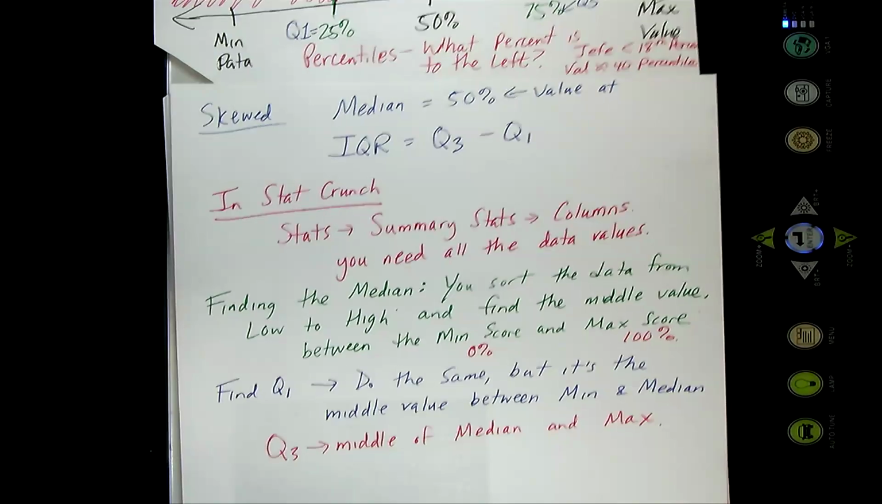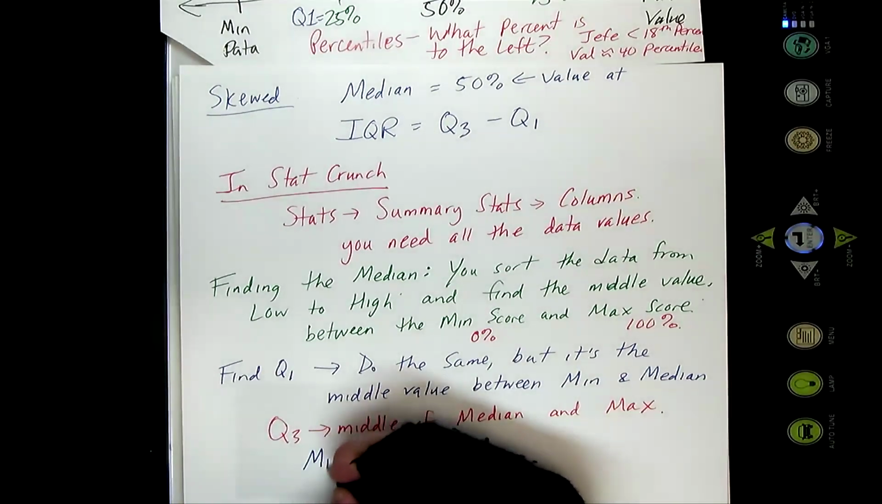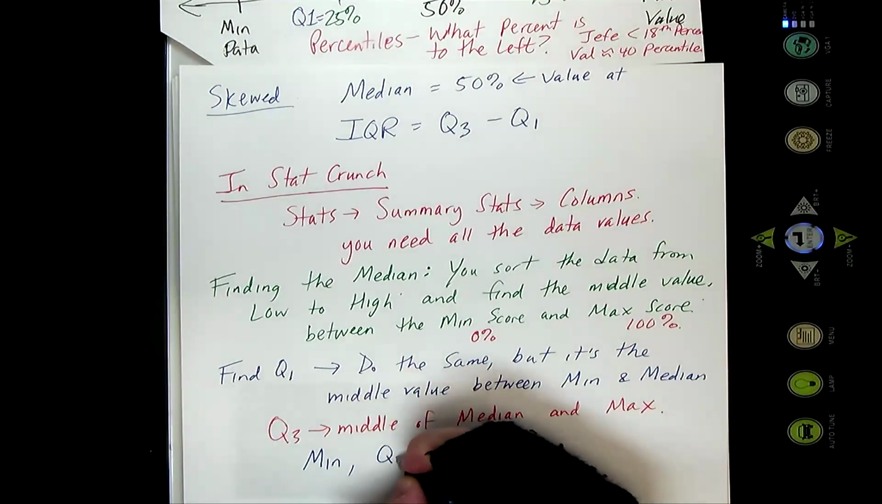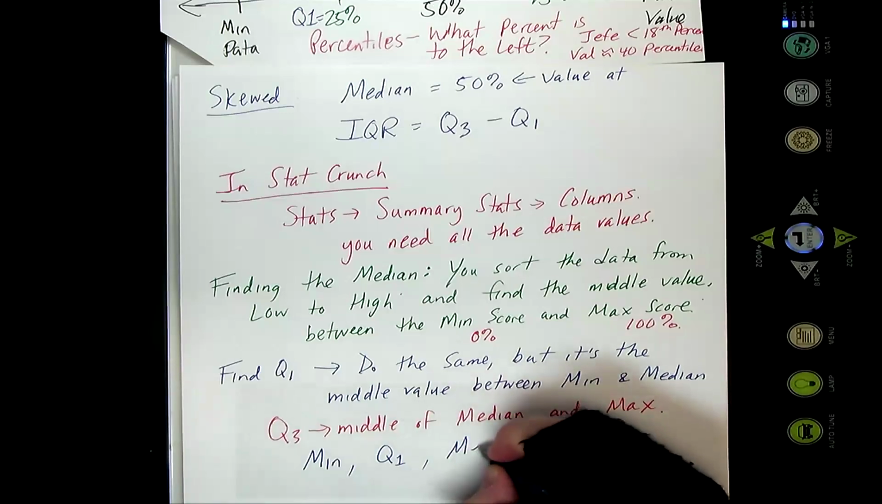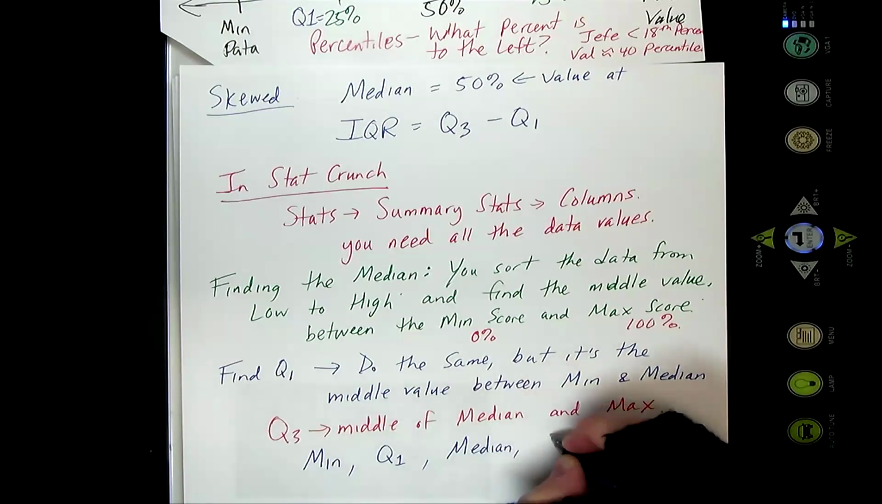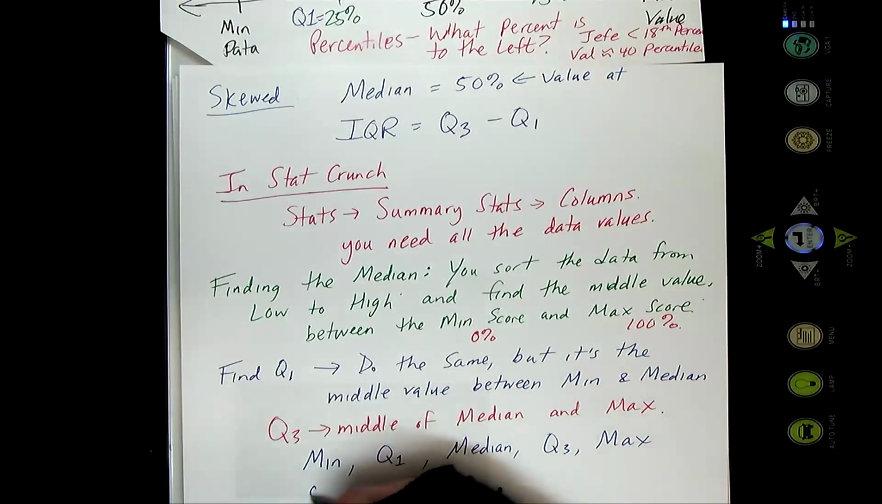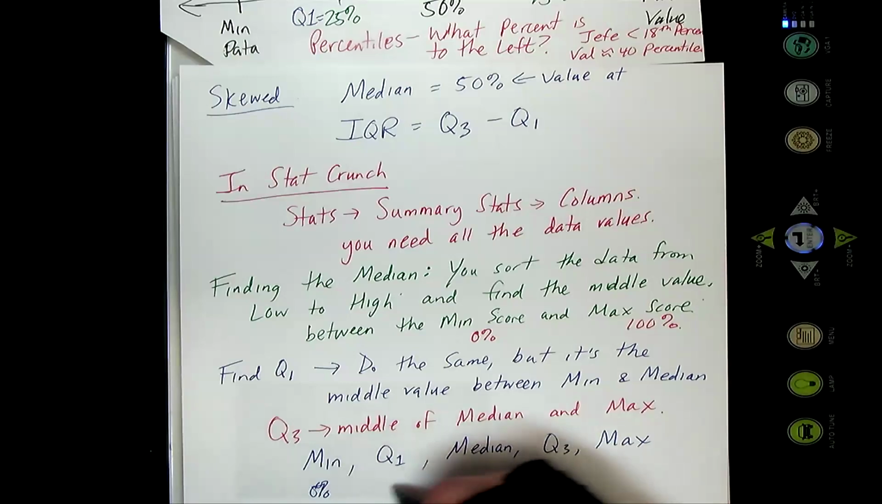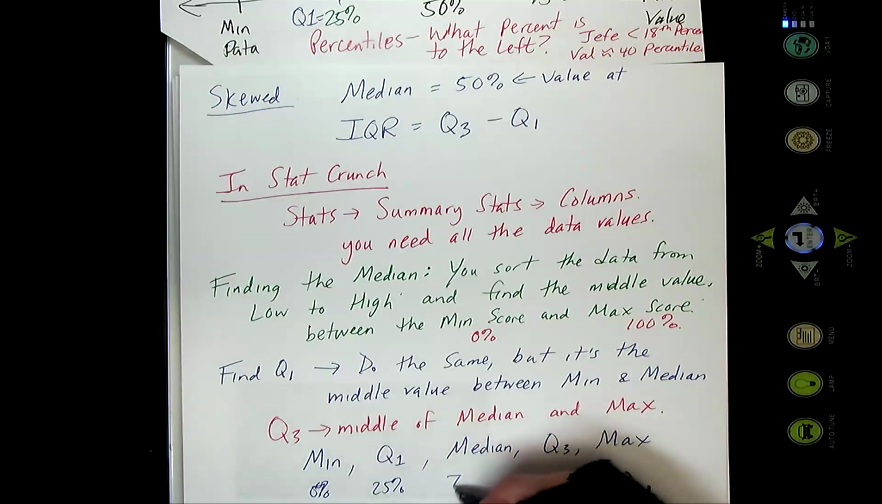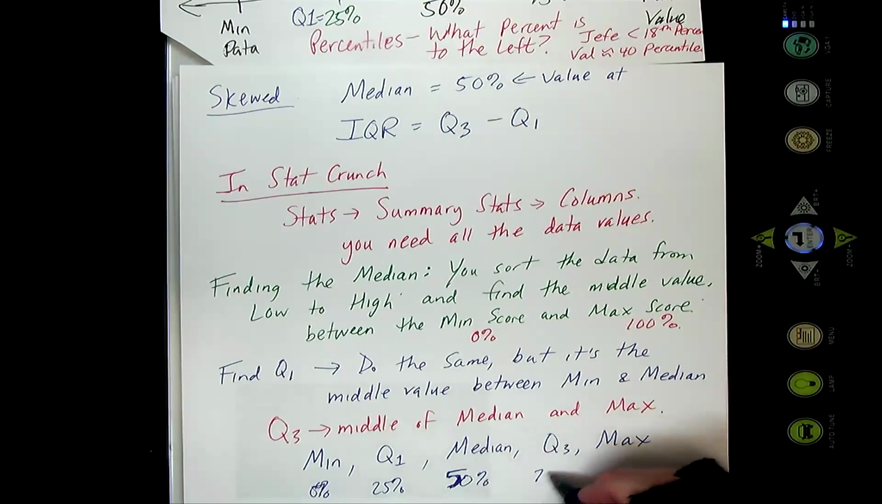And so the order they go in is min, Q1, median, Q3, max. They represent 0%, 25%, 50%, 75%, and 100%.